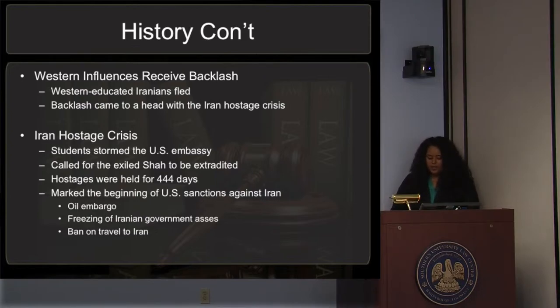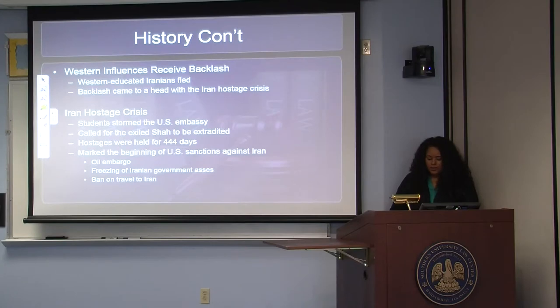During the hostage crisis, students stormed the U.S. embassy and took the people there hostage. They demanded the Shah, who was in the U.S. for cancer treatment, to be extradited to Iran. The hostages were held for 444 days and were finally released on the day of Ronald Reagan's inauguration, which was January 20th, 1981. This began the decades-long sanctions against Iran by the U.S.